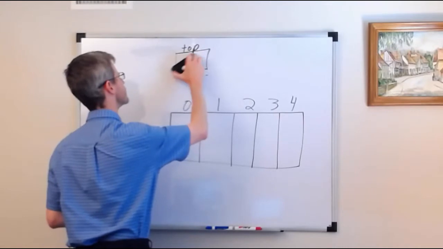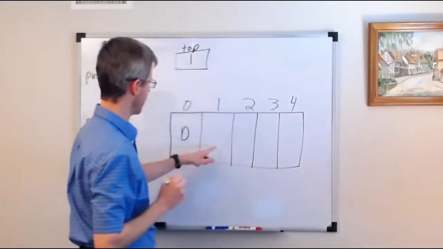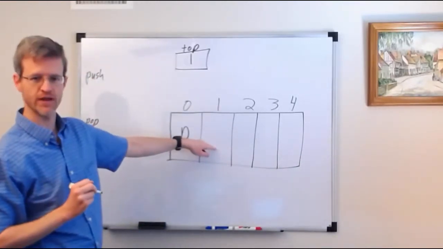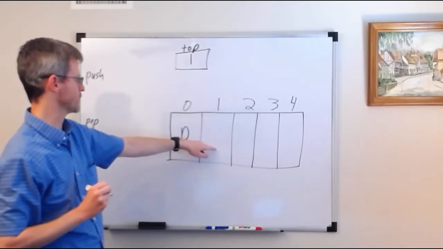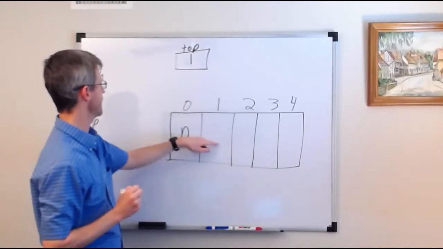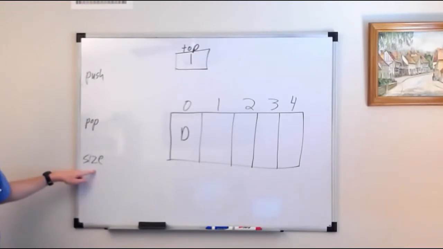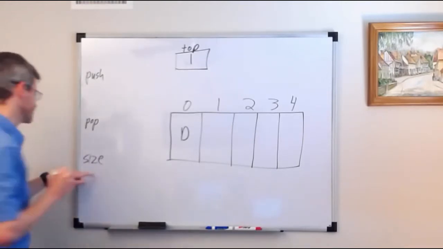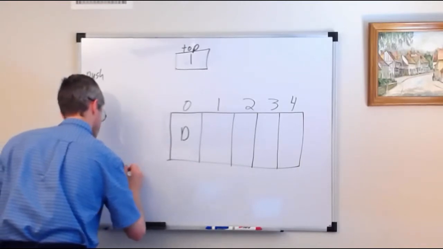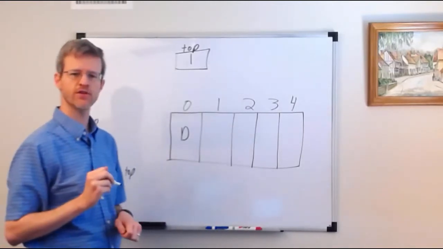And top is always going to tell us what the location is of the next element to be filled. In other words, where the next thing is going to go. So top is here, and the fact that it has a value of 1 in it means that we have one thing in our stack. So size is very simple. We just return top.